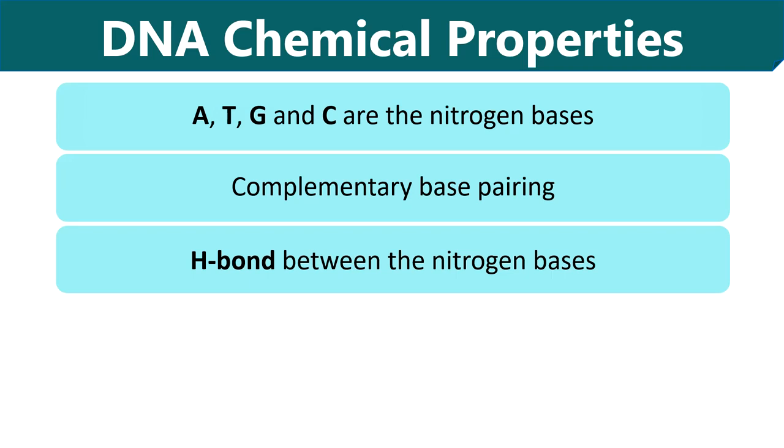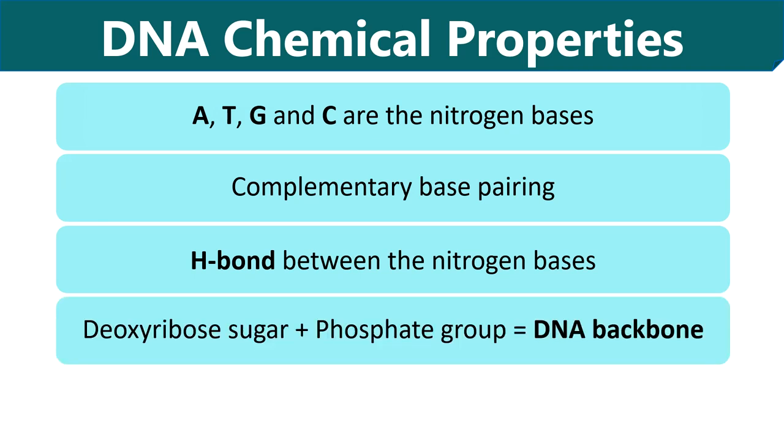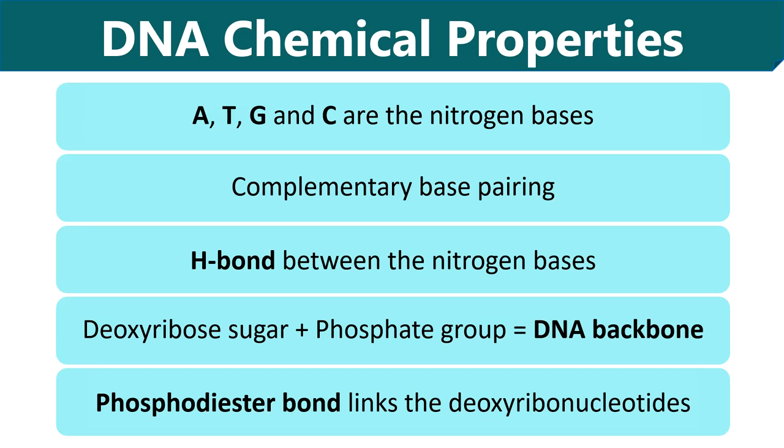The nitrogenous bases like adenine pair with thymine via 2 hydrogen bonds and guanine pairs with cytosine via 3 hydrogen bonds. Deoxyribose sugar and phosphate group contribute to the backbone of DNA, which holds the strands of DNA together. The phosphodiester bond links the deoxyribonucleotides and the hydrogen bond links the nitrogenous bases, and this contributes to the DNA stability.